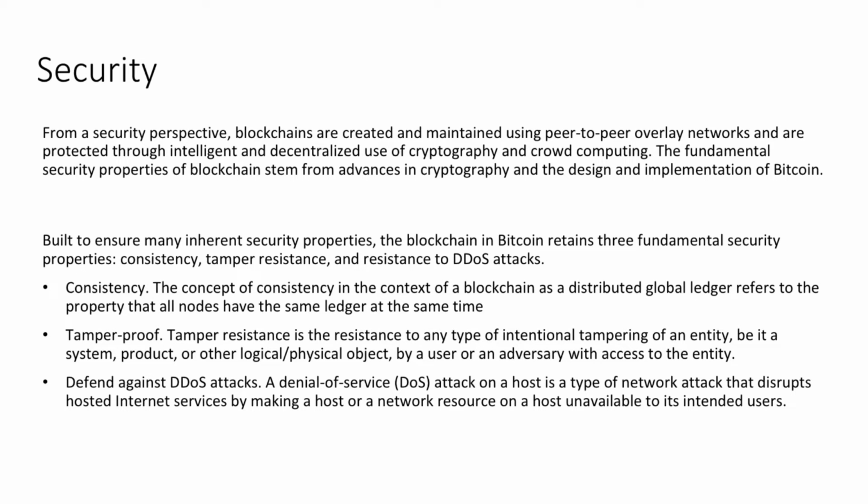The security of blockchain systems comes from the advance of cryptography and the design and implementation of Bitcoin. Built to ensure many security purposes, the blockchain in Bitcoin retains three security properties, including consistency, tamper resistance, and resistance to DoS attack.